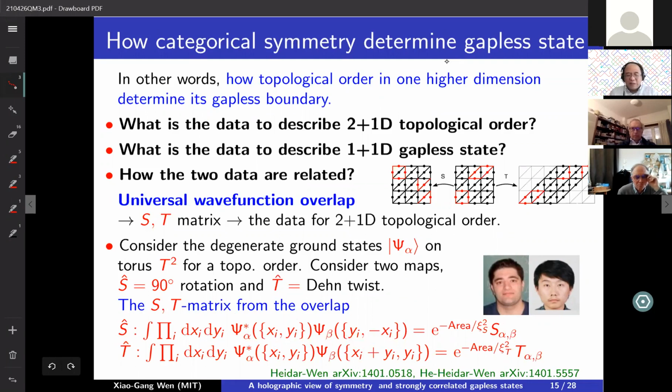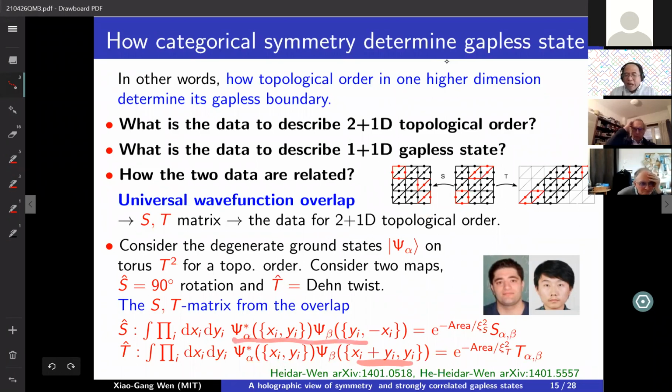The wave function overlap after the 90-degree rotation gives us the so-called S matrix. It is a matrix whose dimension is the degeneracy. We can also do another operation, a Dehn twist. From here to here is a Dehn twist, and this is a 90-degree rotation. A Dehn twist is like a shear deformation. Again, we have one wave function overlapping with another wave function that has had this kind of coordinate transformation, a shear deformation.